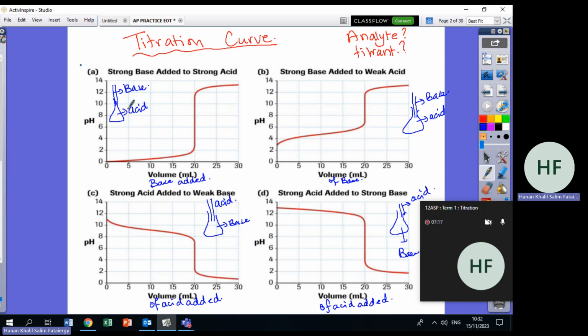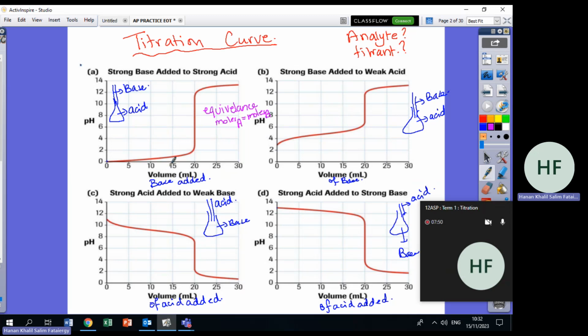The most important point to look at, actually 2 points to look at, is initial. Initial means starting. Here it starts at 0. Okay, so this is a strong acid. The second most important point is called the equivalence point. Equivalence is taken from the word equal. So at the equivalence point, I have the moles of acid equal to the moles of base.